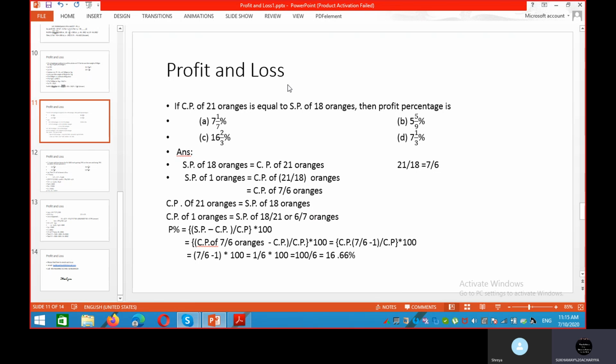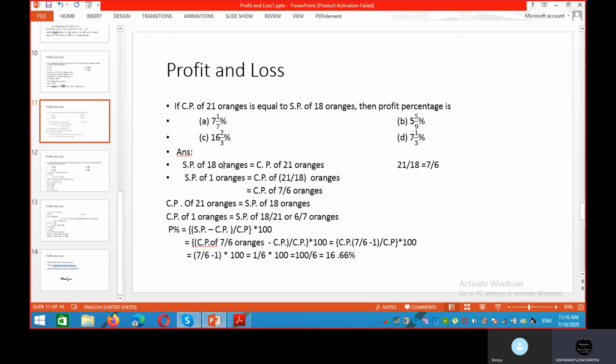Profit and loss. If CP of 21 oranges is equal to SP of 18 oranges, then what is the profit percentage? Option A, 7 whole and 1 by 7%, B, 5 whole and 5 by 9%, C, 16 whole and 2 by 3%, D, 7 whole and 1 by 3%.